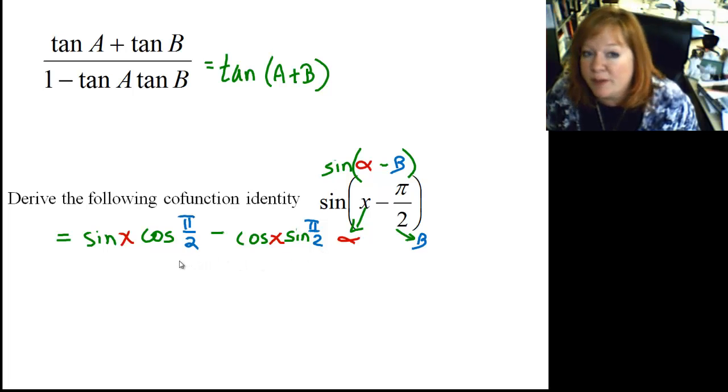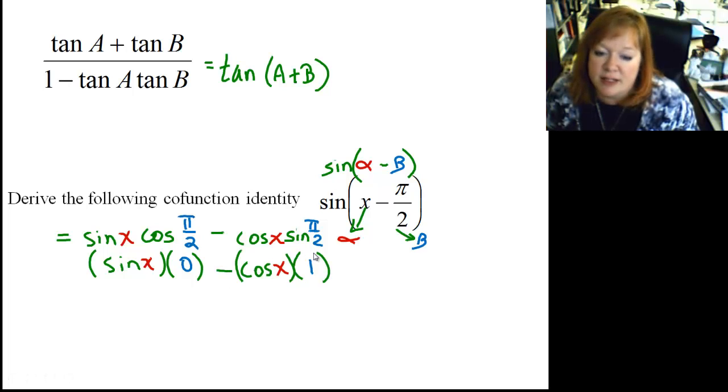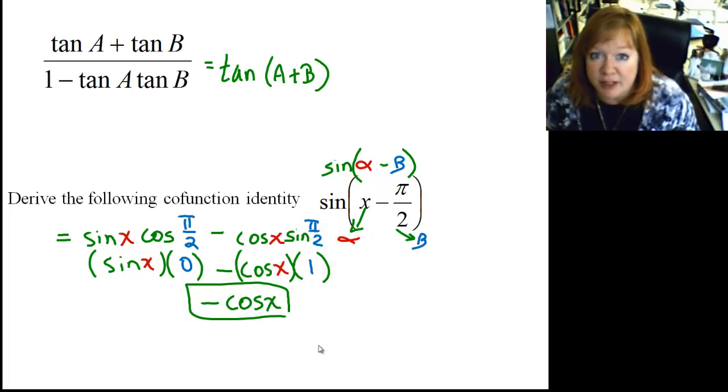And if you remember, cosine of pi over 2 is 0, and sine of pi over 2 is 1. So this is just going to be sine of x times 0. This one's going to be minus cosine of x times 1. And when you simplify that down, you end up with the opposite of the cosine of x. That's all there is to it for the second part of your homework. So this part 2 was for problems 33 to 55 odd on your homework.